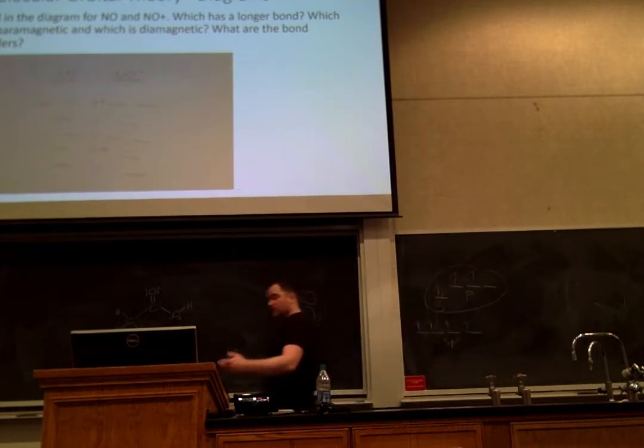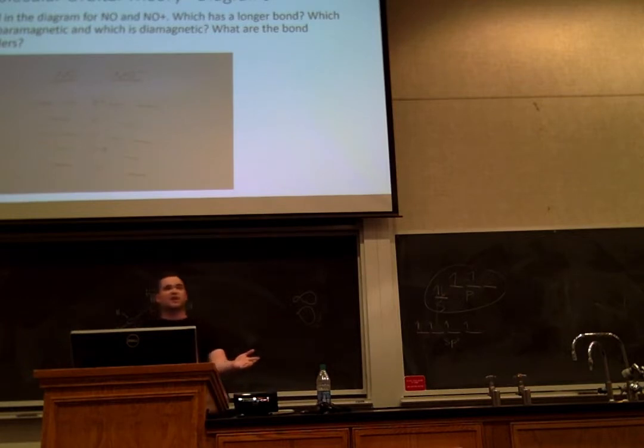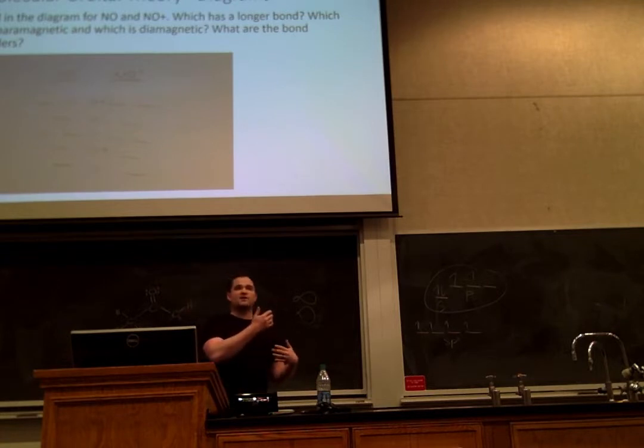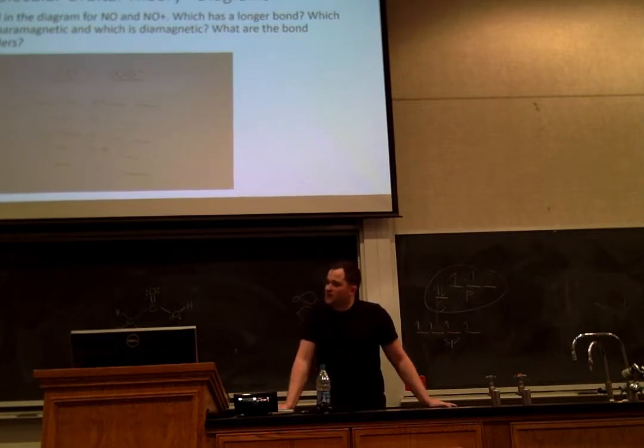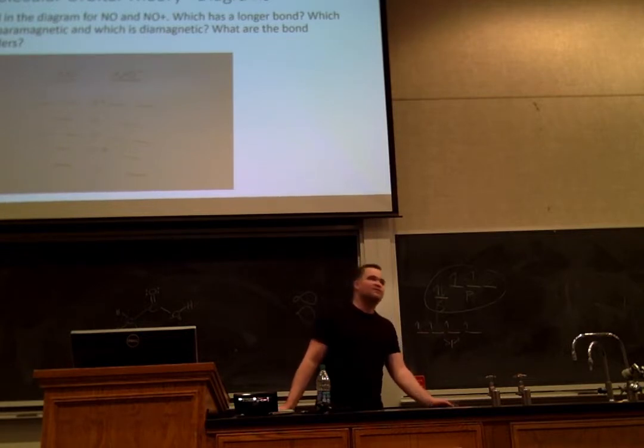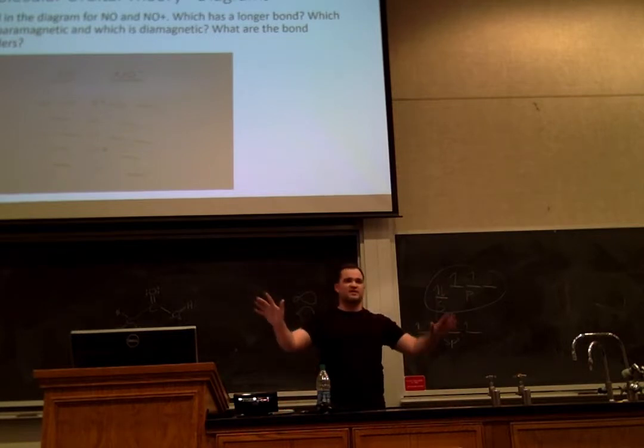And in all honesty, it should be pretty easy, okay? Because we've learned how to fill in electron diagrams before. So, let's give this a go. We have NO and NO+. I want you guys to tell me several different things, right? Which one has a longer bond, which one is paramagnetic and diamagnetic, and what the bond orders are. Do any of you want me to go over that information first, or just let you get right into trying it out? Okay, try it.